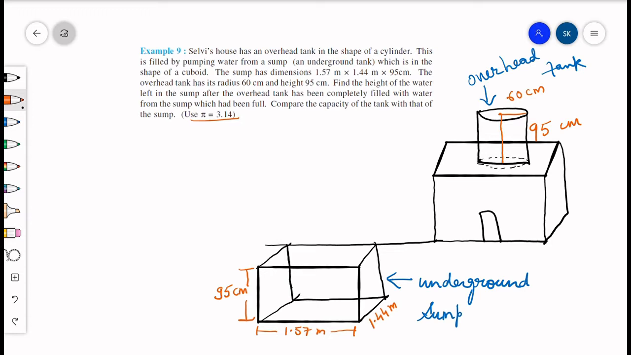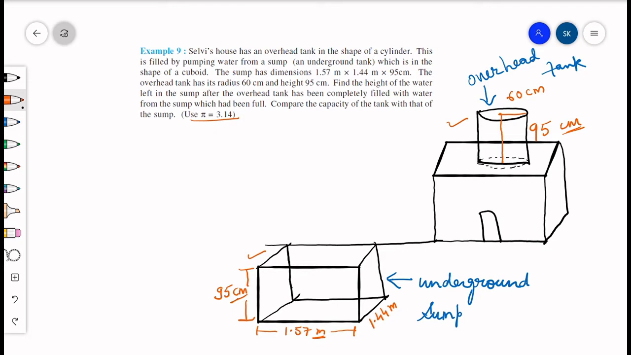Let's try to understand the question first. You can see this is an underground sump, and it is in the form of a cuboid. Now dimensions are given. You can see the dimensions here. And this is an overhead tank which is in the form of a cylinder, right? Now first thing is, this is in meter, this is in centimeter, and this also in centimeter. So everything we need to convert in one unit. So conversion of unit is a must here, is the first thing.